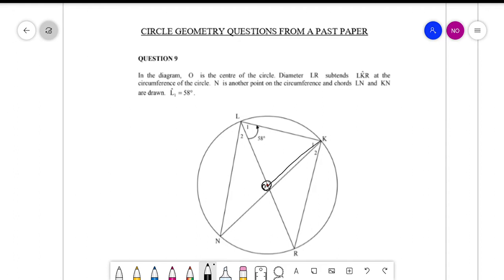This one isn't drawn like that. So you can't work with that angle at the circumference is half the angle at the circle center because there is no angle at the circle center.